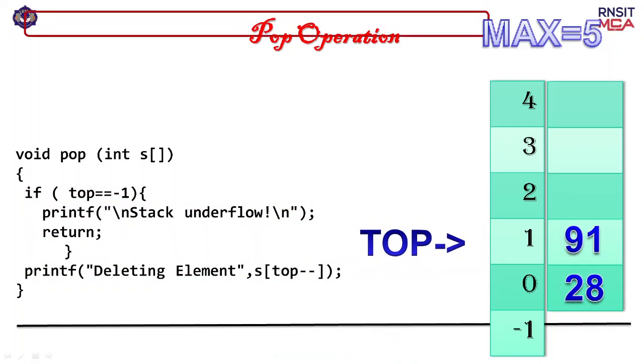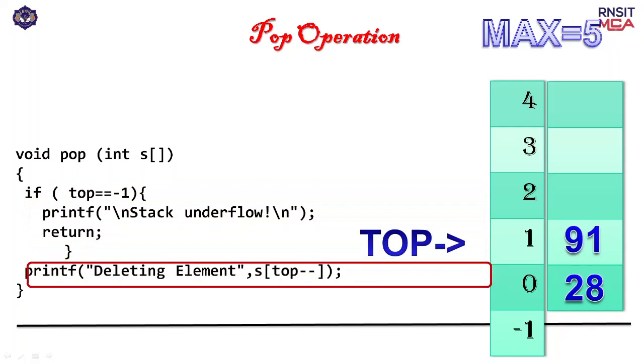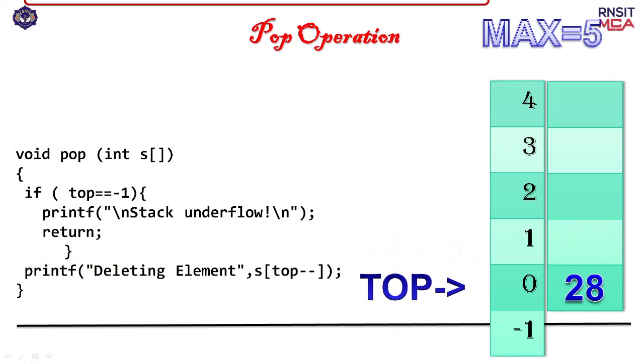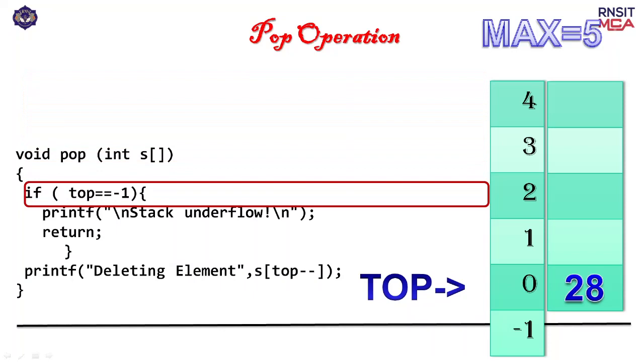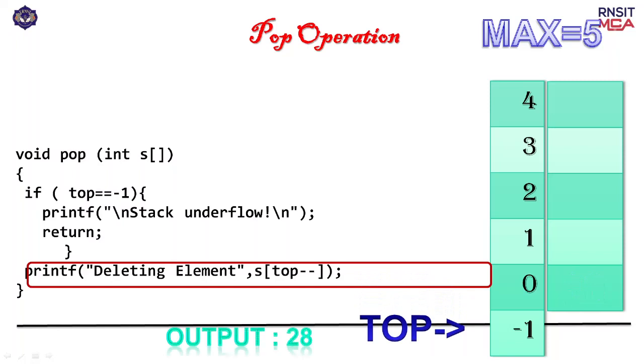Same way, again check whether top is at -1. If it is not -1, you can certainly delete the element by displaying it and reducing the top. Yes, that is done. Now top is at 0. You check whether top is -1 or not. If top is not -1, you delete the element and now top has moved to -1.